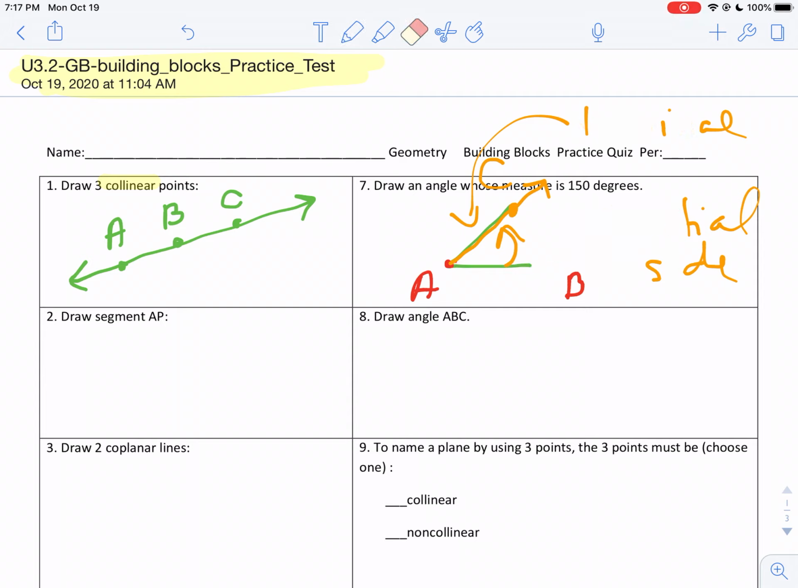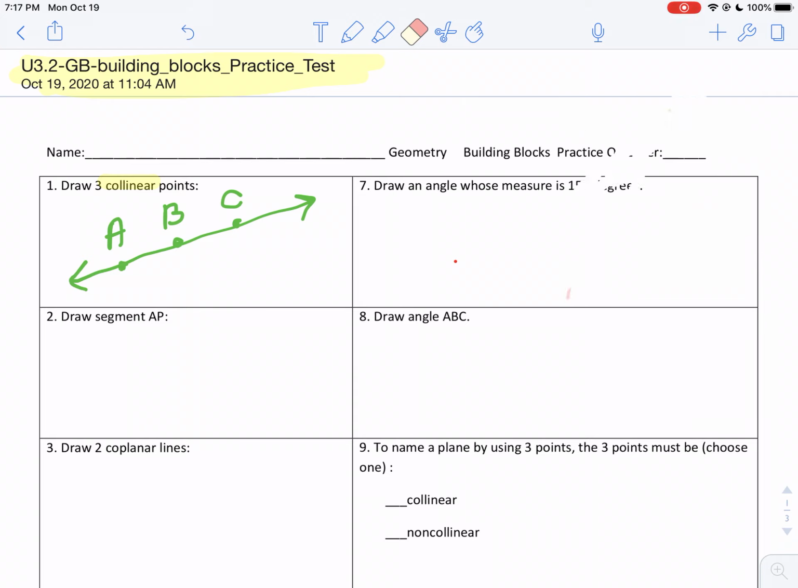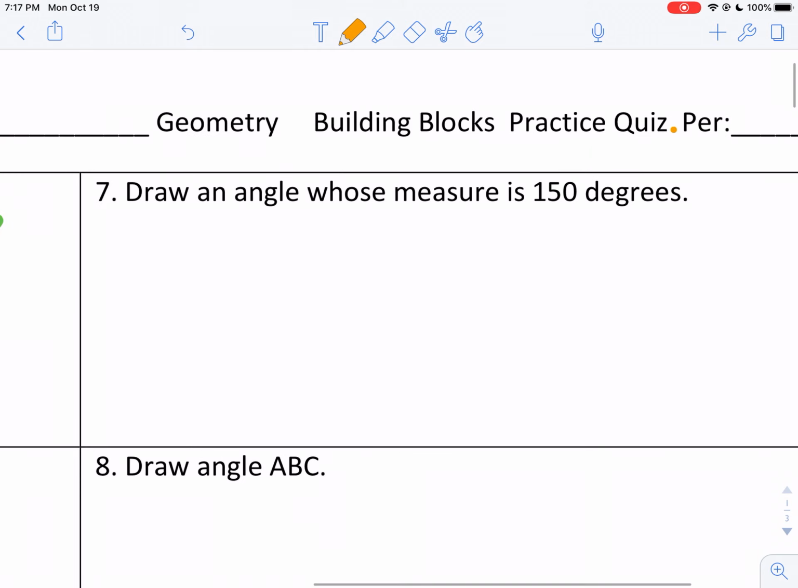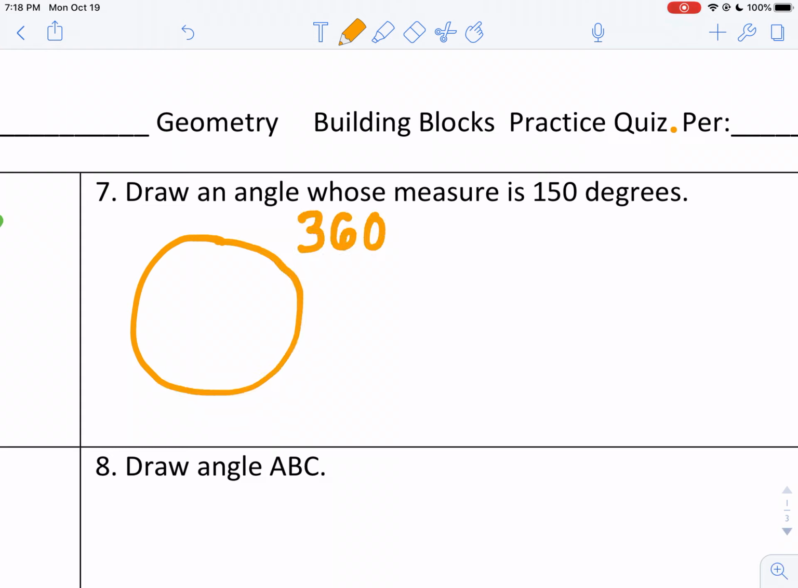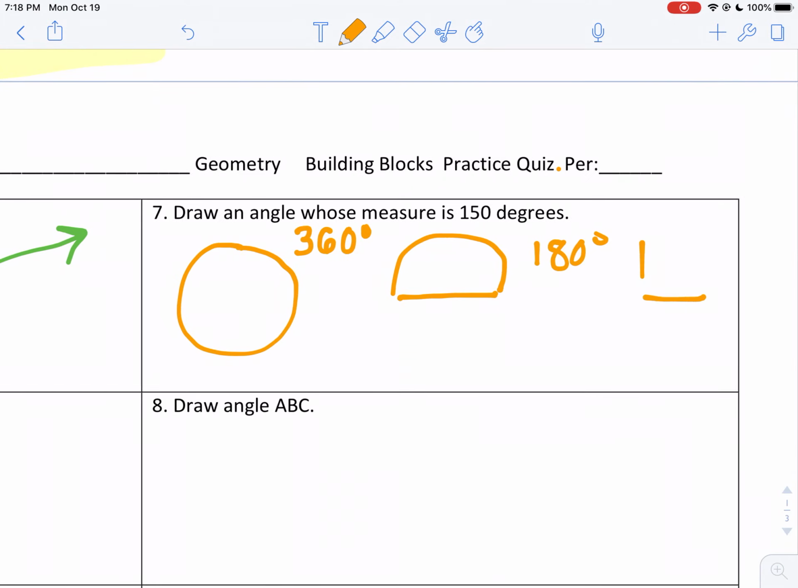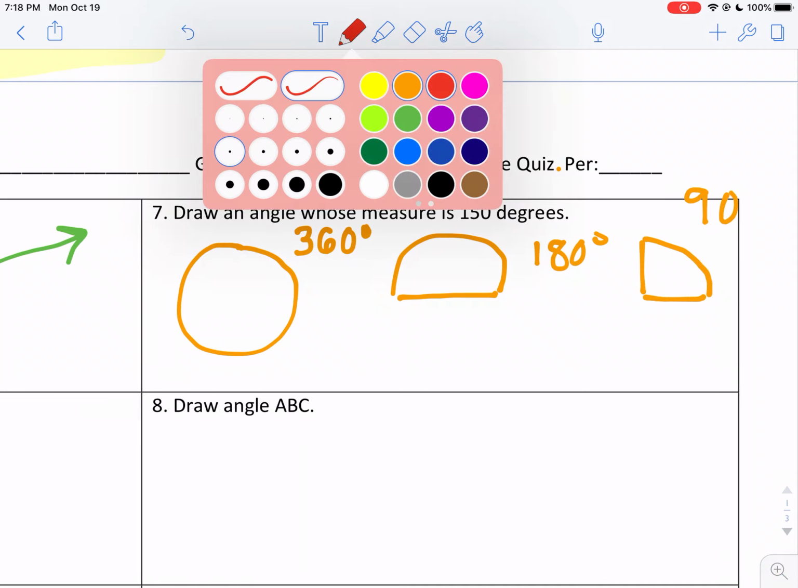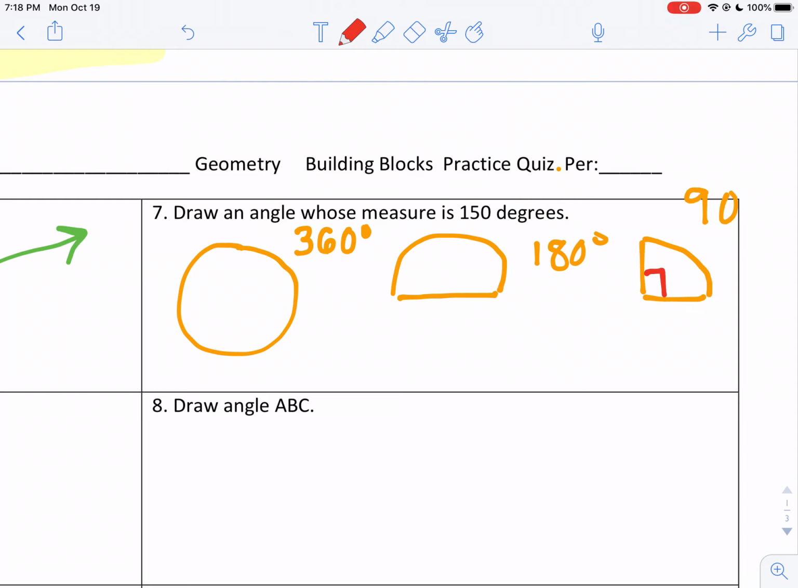Now, how do we incorporate the fact that the measure has to be 150 degrees? So we measure angles in degrees, and I hope that you remember from grade school or from junior high that when you have a circle, that is equal to 360 degrees. Okay? When you have half a circle, that is equal to 180 degrees. And 1/4 of a circle is 90 degrees. That's basically your right angle right here. Okay, so that's very important.